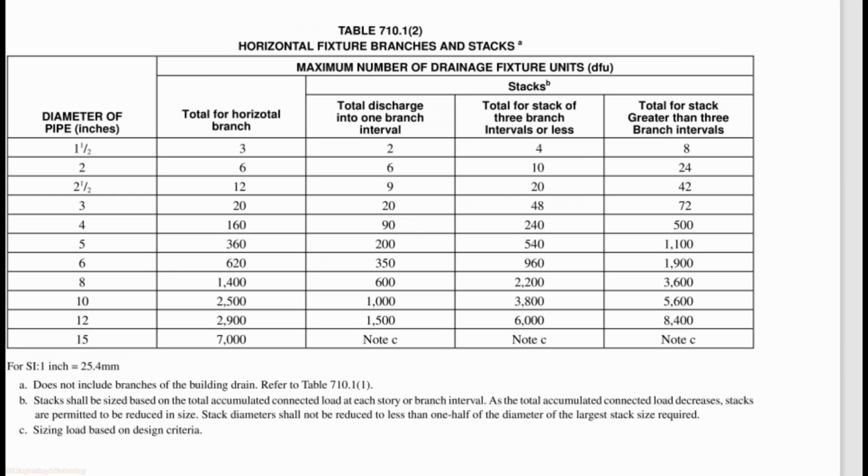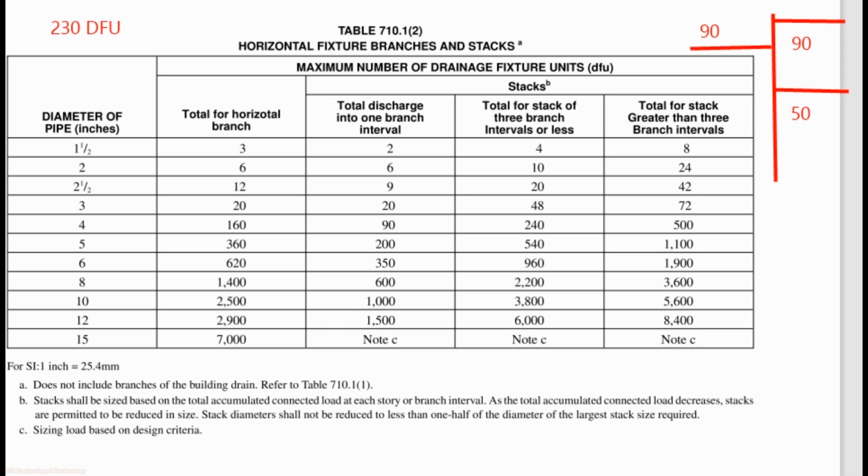To be more clear, I will explain with this example. Assume we have a 3-story building having a total drainage fixture unit value of 230. We will design the stack for this building. This is the stack, and there are 3 branches connecting to the stack. The drainage fixture unit value for one branch is 90, for another one also 90, and for the third one is 50. Then the total is 230.